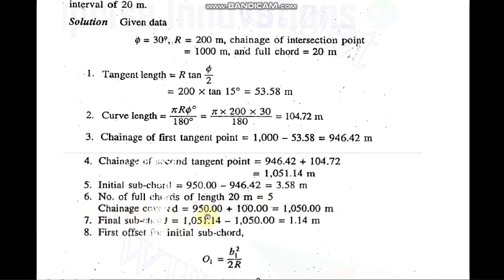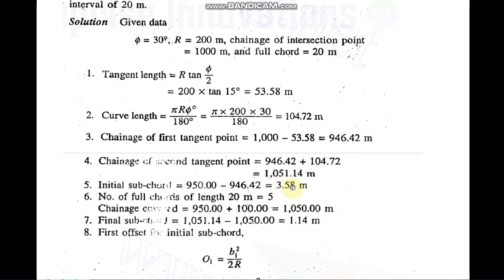Next, chainage covered. As we have discussed, chainage covered is round up chainage of T1 plus peg interval into the number of full chords that we have written here, and the answer becomes 1050.5. And the formula for the final subchord is exact chainage of second tangent point minus chainage covered. So the answer becomes 1.14. So the B1 is 3.58.